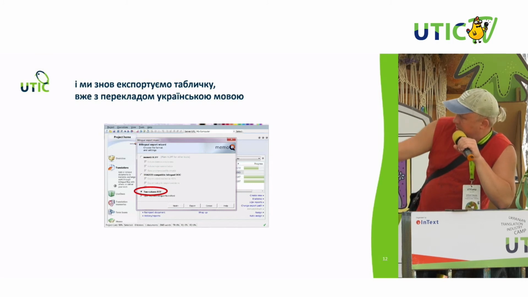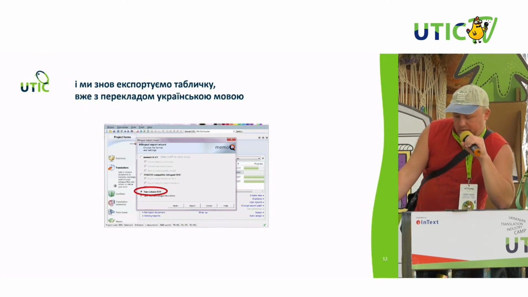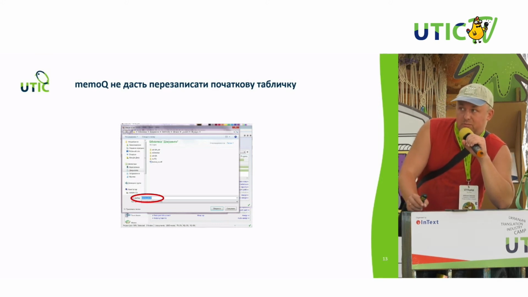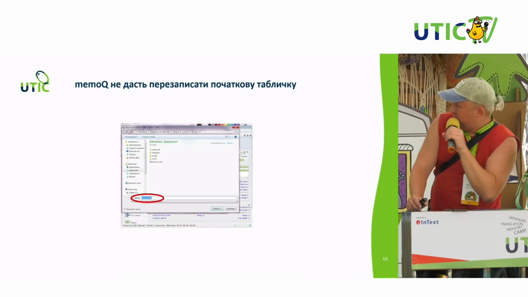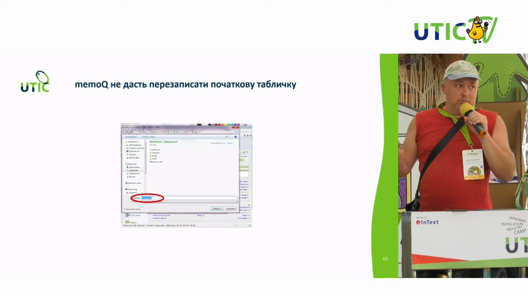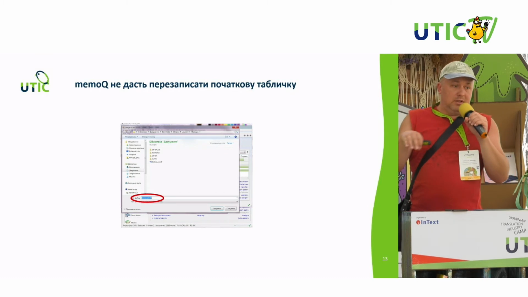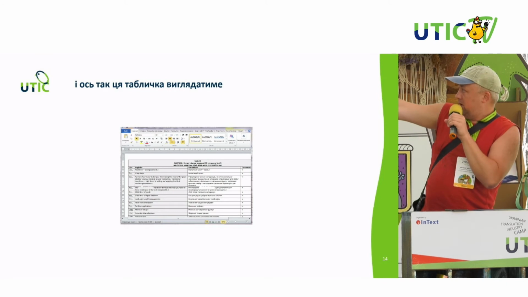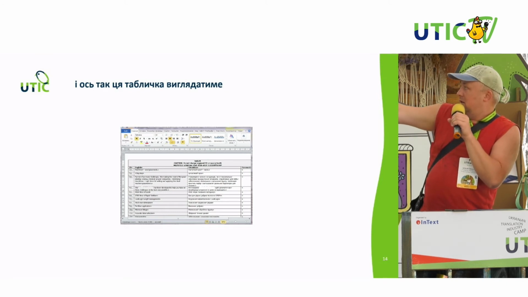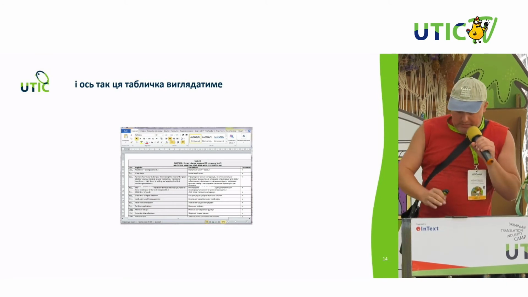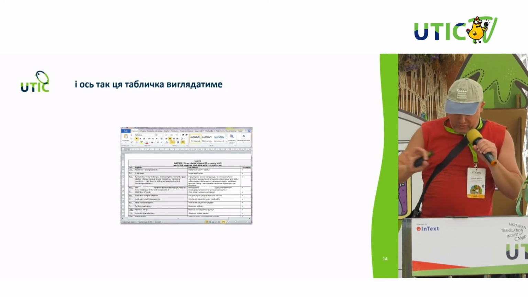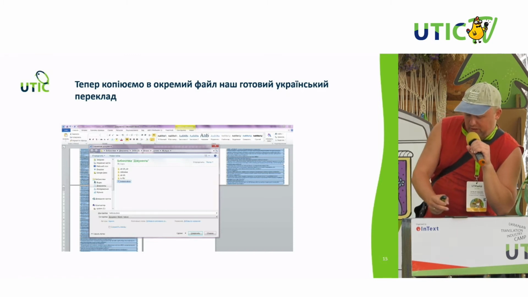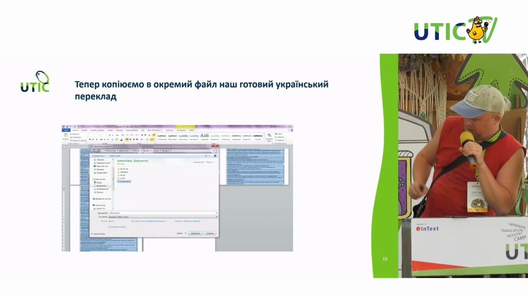Ukrainian translation you could also download in two columns in RTF format. And it's very good that you can't save this file with the same name, because initially this table was with Rus, now we have Ukr, so this table will look like this. And we have now almost the final version of the Ukrainian translation. You could copy it into a separate Word file.